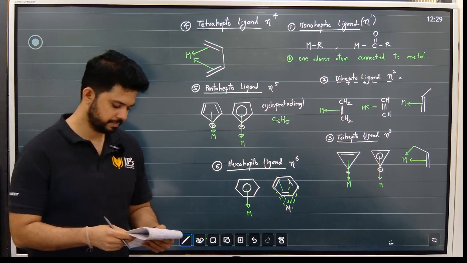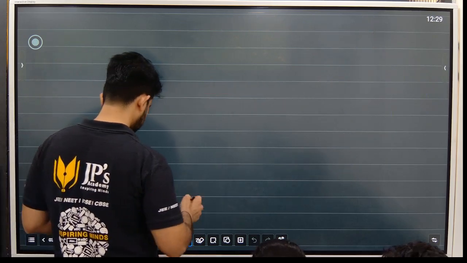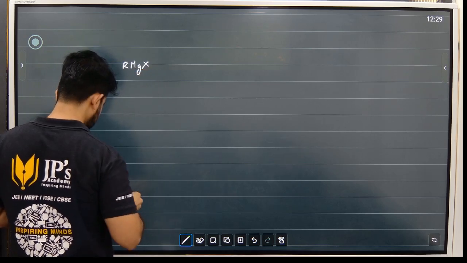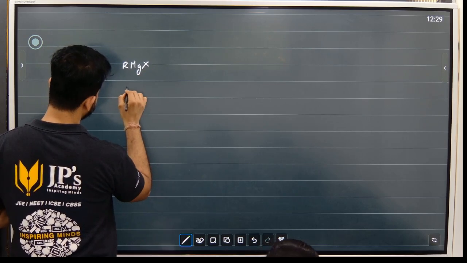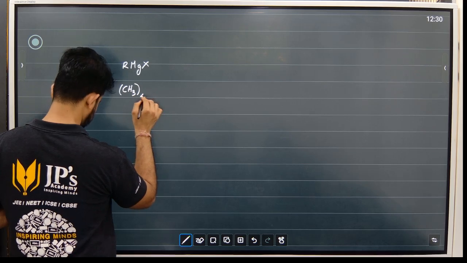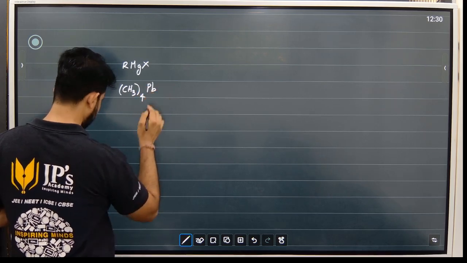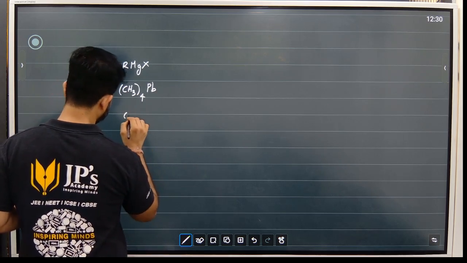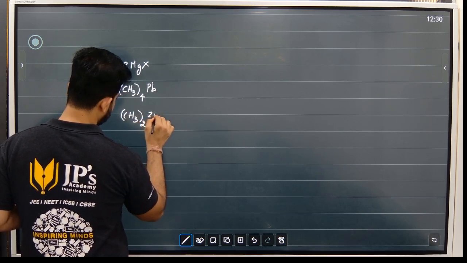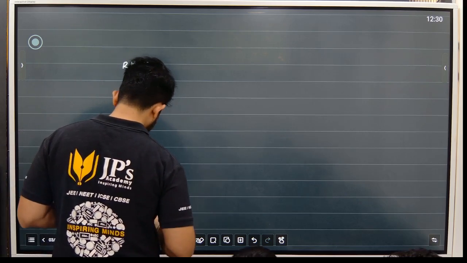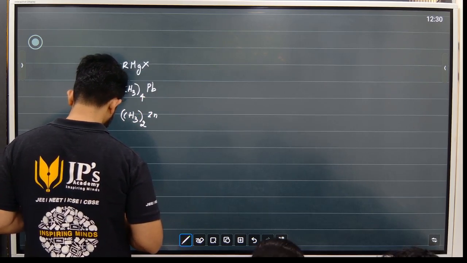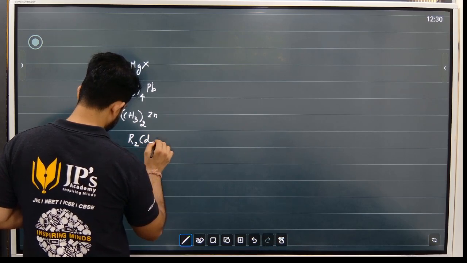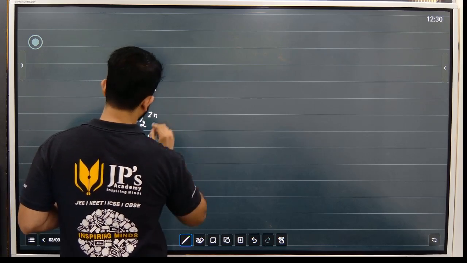Let me write down the first one, sigma bonded. In sigma bonded OMCs, there exists a sigma bond between the metal and carbon. I repeat, sigma bond between the metal and carbon. Next point. Mostly observed between non-transition and metalloid elements.